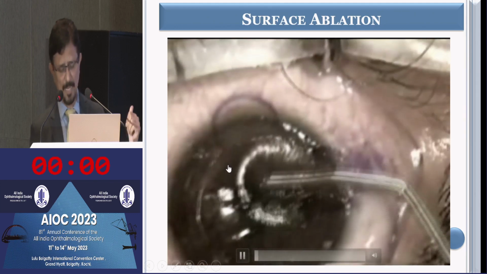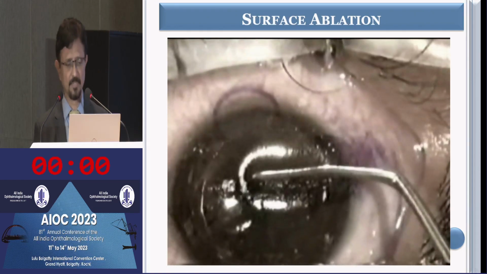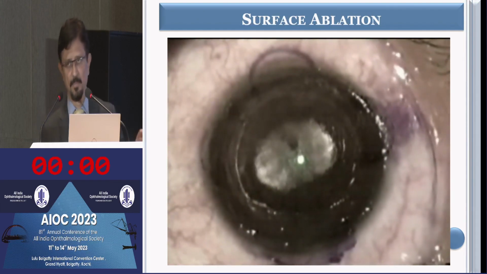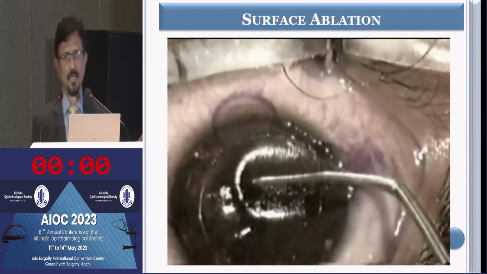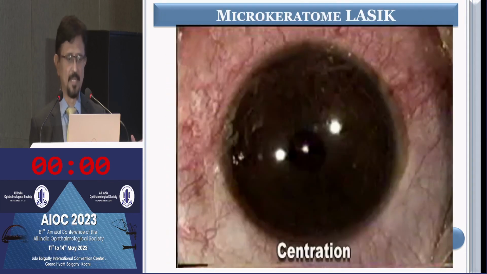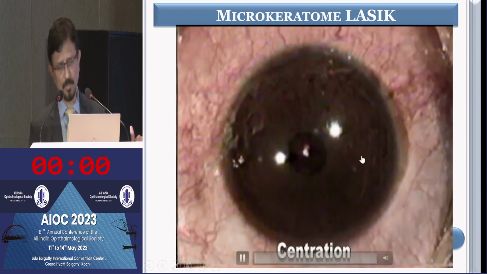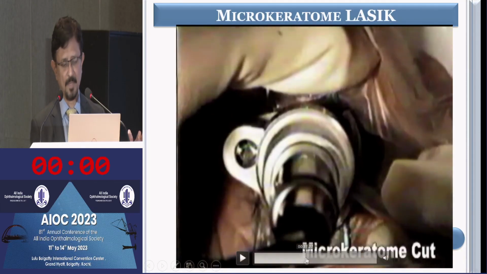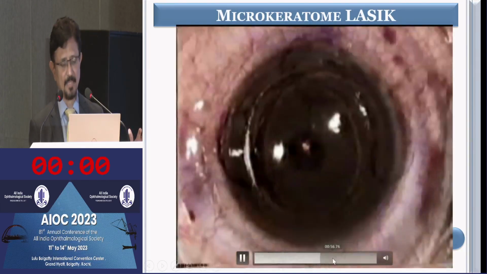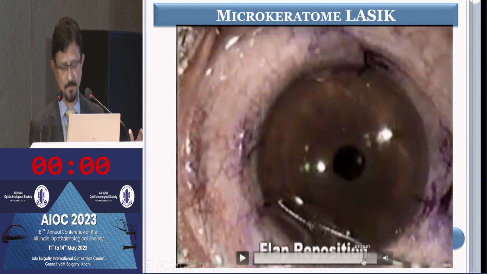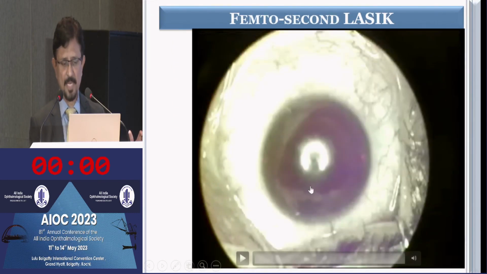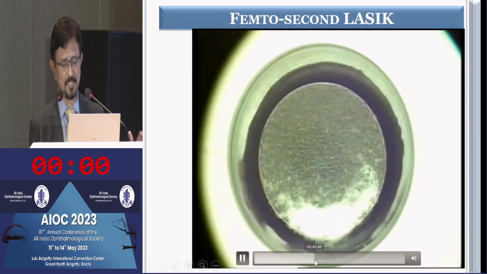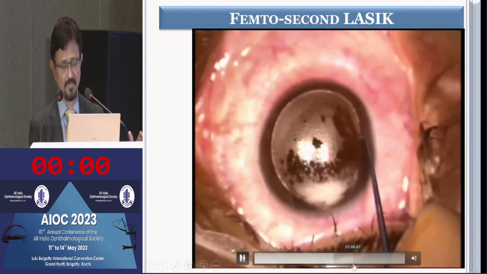We started long back with surface ablation, the first of the procedures, wherein the epithelium is debrided and then excimer laser is put, and it results in a change in shape of the cornea, and that is how it works. Then came microkeratome LASIK, when a flap was created with the help of a microkeratome, and once the flap was created, it was lifted, and the stroma is ablated, and that is it. Then came femtosecond LASIK, wherein the flap is created with the help of a femtosecond laser, and the rest of the procedure remains the same as microkeratome LASIK. Lift the flap and go ahead.